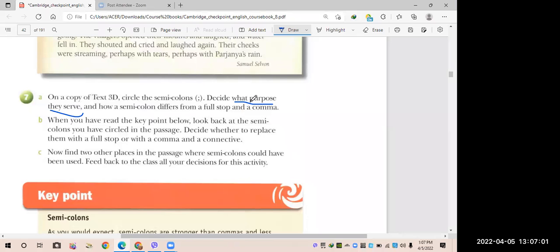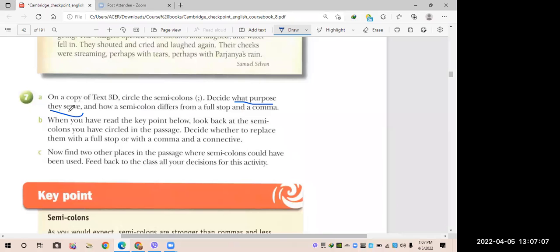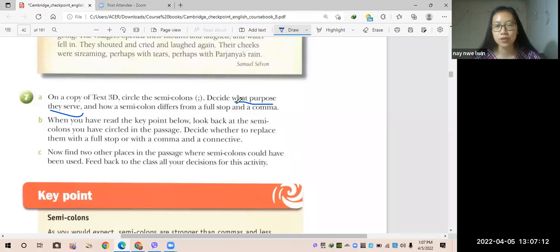And you mean semicolon, so I get rid of the semicolon? No, I mean, what purpose do they serve? I don't know. Okay, you don't know. So the purpose of using a semicolon here is to show the strong connection between the two sentences that link together. So that is the answer.